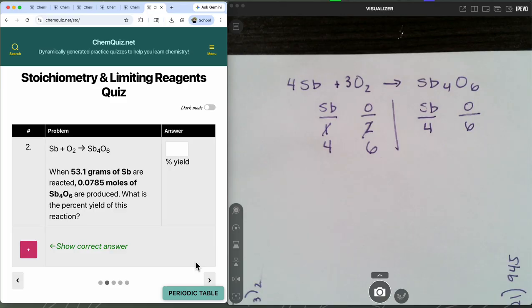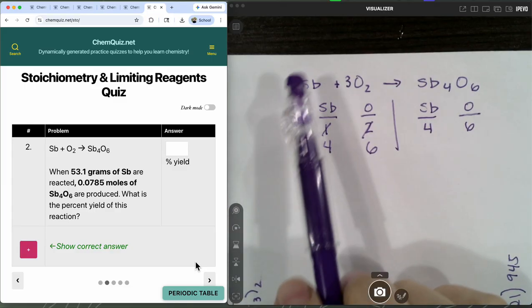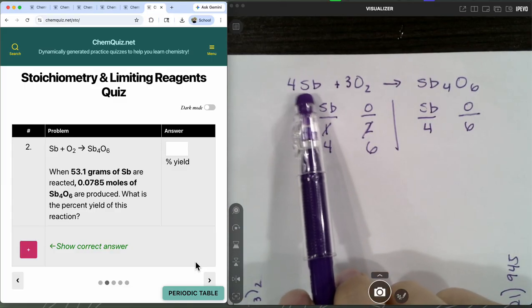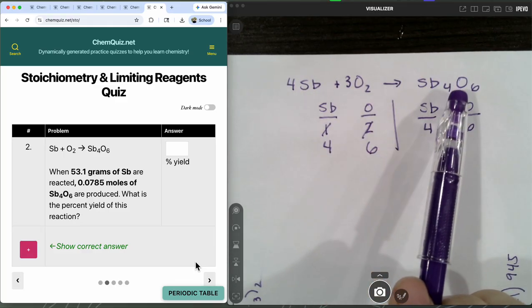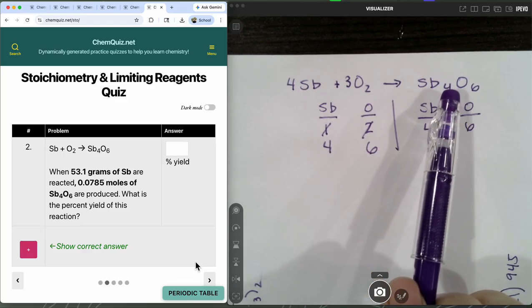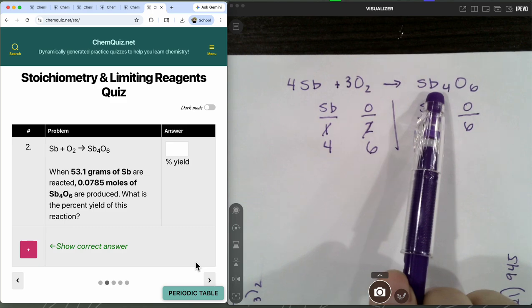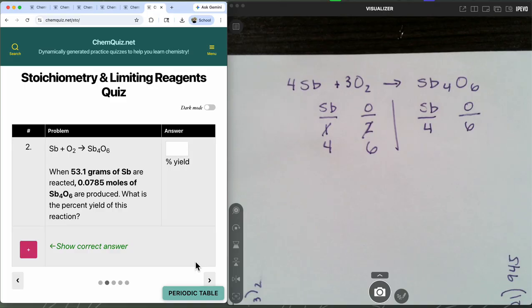So I like to point to where in the chemical reaction I'm actually talking about. So 53.1 grams of SB, that's a reactant, are reacted, and 0.0785 moles of SB406 are produced. Okay. What is the percent yield of this reaction? All right, that's a little spicy.